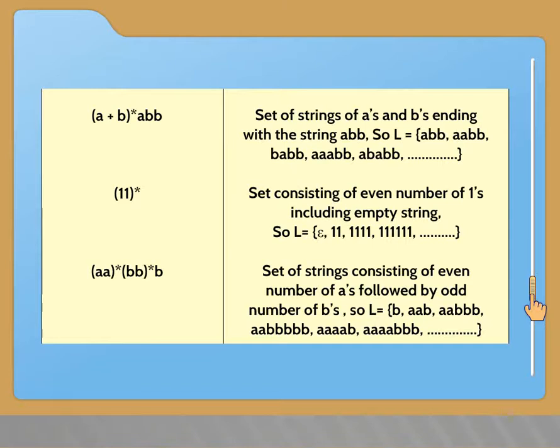A whole star, B whole star, B. Set of strings consisting of even numbers of A's followed by an odd number of B's. So L is equal to B, AAB, AABBB, AABB, BBB, AAAAB, AABBB, and it goes on.